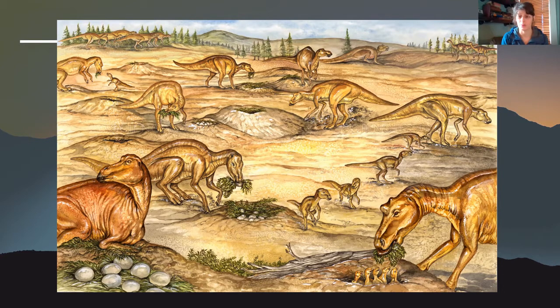And what we observe when we go out and we look at these locations is that parent dinosaurs behave very much like birds. They took care of their babies. They sat on their eggs. They incubated them in the same way that chickens do. And once they hatched, they continued to take care of the babies.